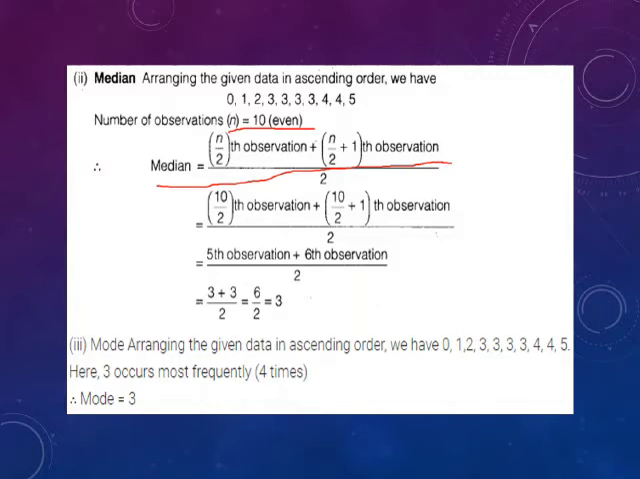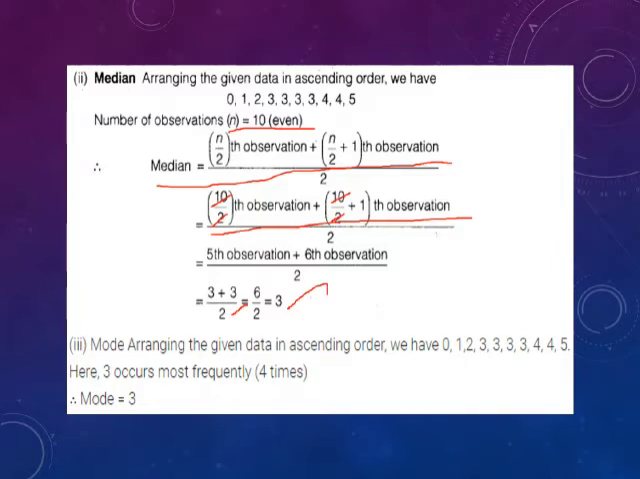Here the n value is 10. So 10 divided by 2, and 10 by 2 plus 1. 2 and 10 cancel, and we get 5. The same way here, 5 plus 1 is 6. So we take the fifth observation and the sixth observation, add them and divide by 2. In the place of 5 we have 3 and in the place of 6 also we have 3. So 3 plus 3 divided by 2. So 6 divided by 2 gives 3. So here the median value is 3.